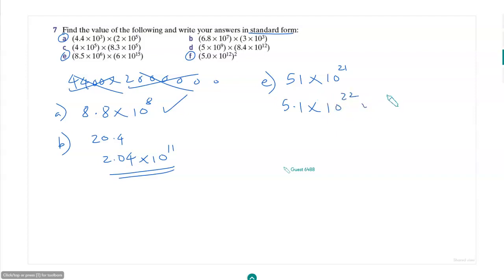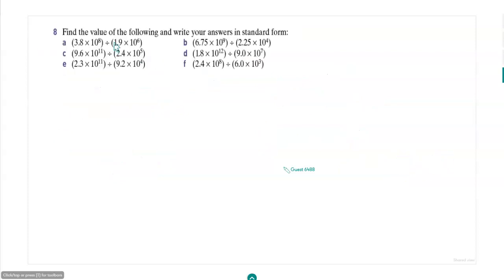Very good. Okay. 2.5 times 10 power of 24. Very good. So 2.5 times 10 power of 25. Excellent. Then find the value of the following and write your answers in standard form.